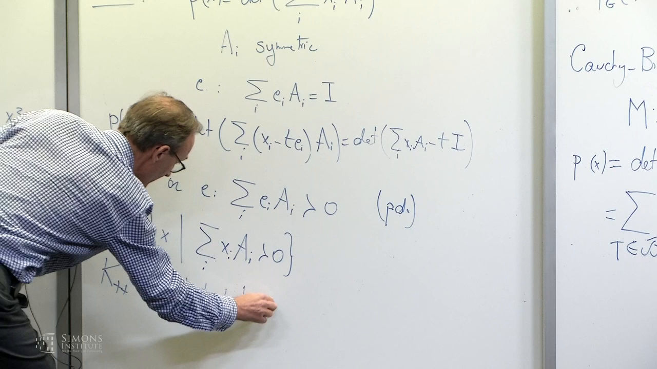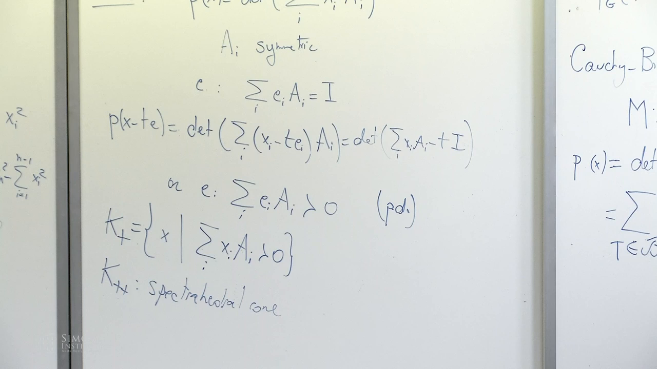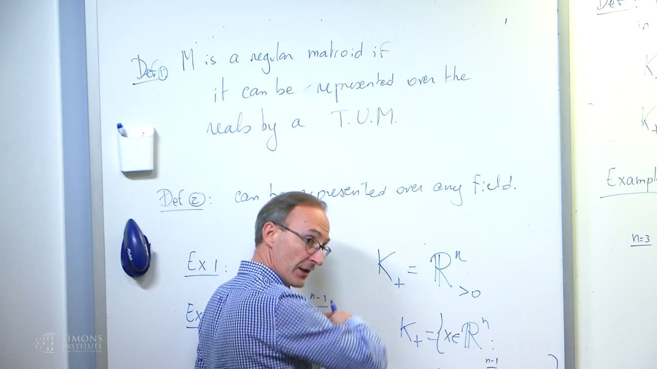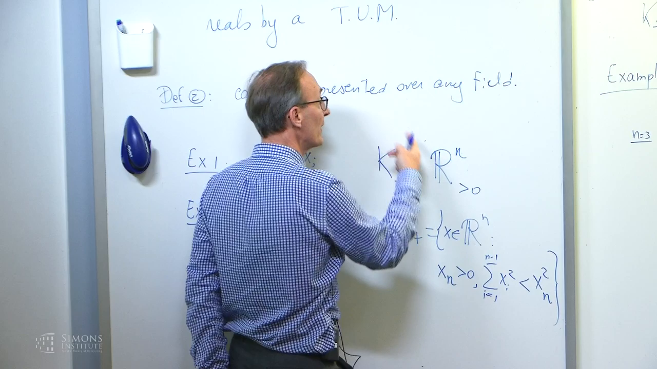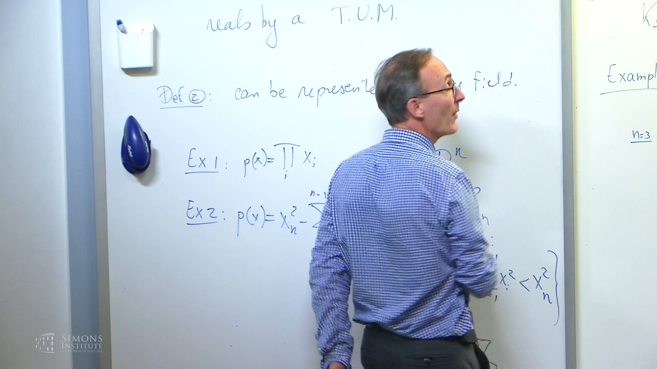Now, let me mention a few things. First, in example one, I had also mentioned the case in which p of x is the product of linear functions. When you look at the product of linear functions, K plus is the intersection of the half spaces defined by these linear functions. And so that's a polyhedral cone. So any polyhedral cone can be viewed as a hyperbolic cone. So a very basic result.